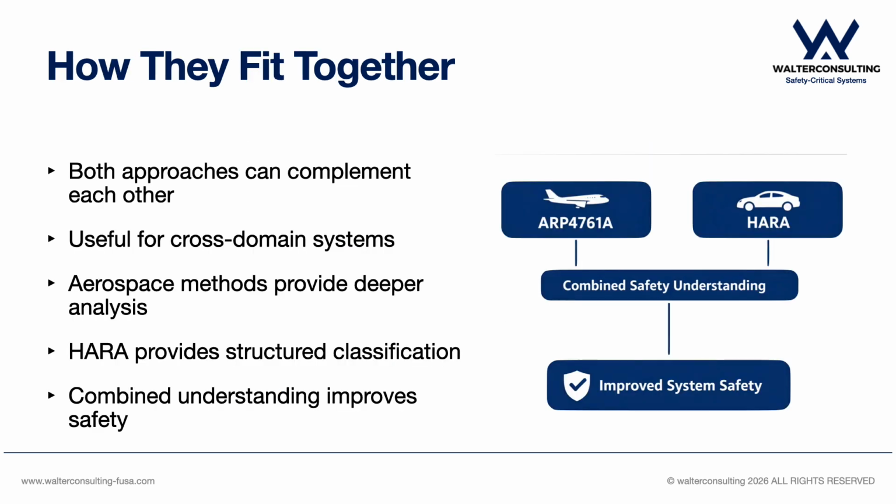So how do these approaches fit together? It is important to understand that they are not competing. They can actually complement each other. ARP4761A provides deep analysis methods to understand failures in detail. HARA provides a structured way to classify risk. In complex systems, especially across domains, both perspectives can be valuable. Combining detailed analysis with structured classification can improve safety. So understanding both approaches gives a more complete view of system safety.